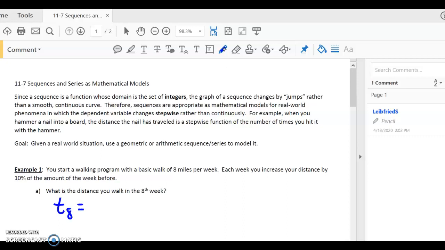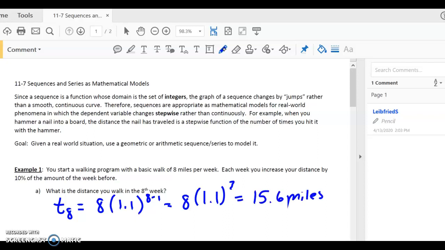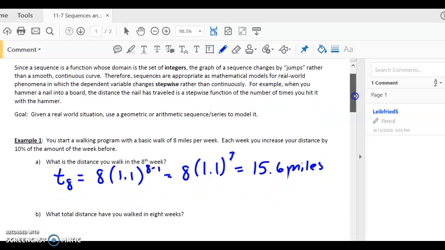We're looking for the 8th week, that could be our t sub 8. Our initial amount was 8 miles, that's t sub 1. Our multiplier, our common ratio, is 1.1. Then we use n minus 1, which is 8 minus 1. So we have 8 times 1.1 to the 7th power, which gives us 15.6 miles. So we know it's geometric.